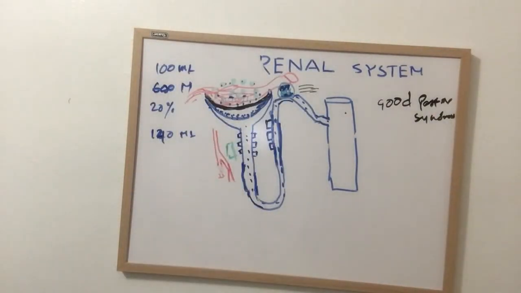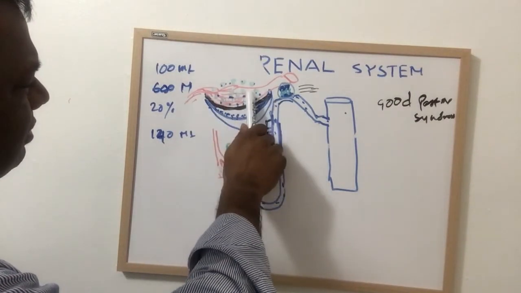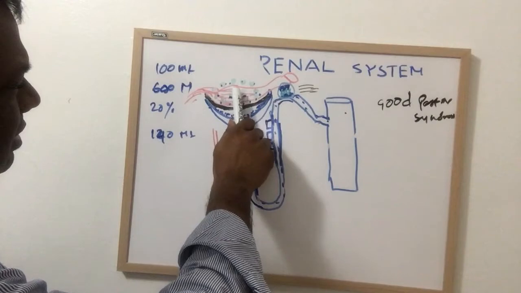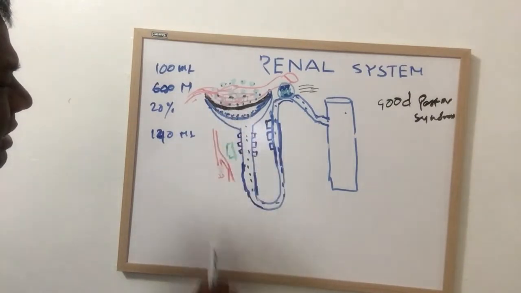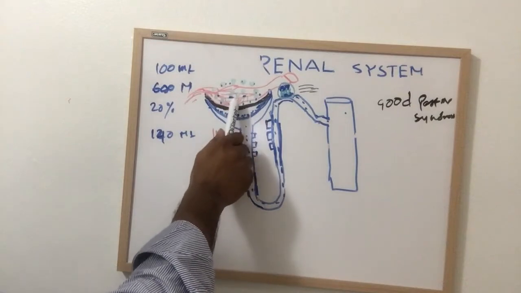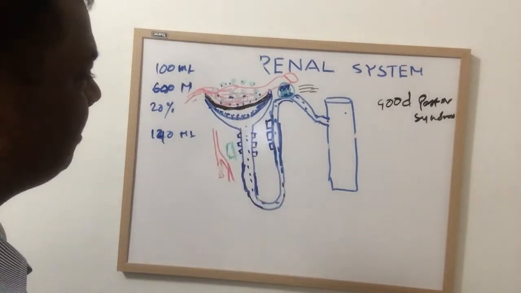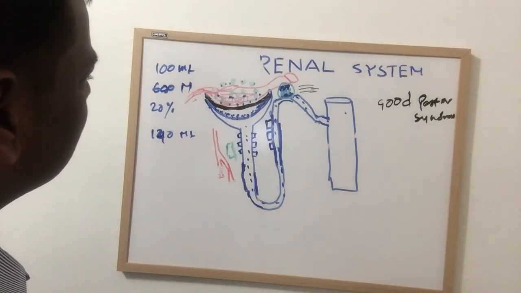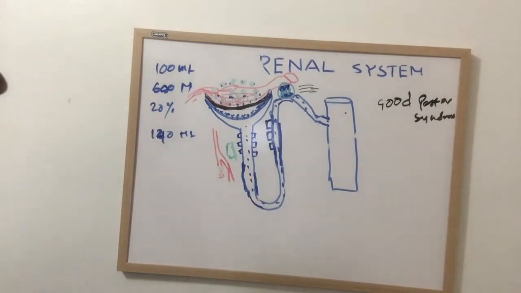And some cytokine alteration, as we told you before, alters this area. This is negatively charged, anionic. They alter this area, and some albumin can slip down through it. We call it albuminuria.